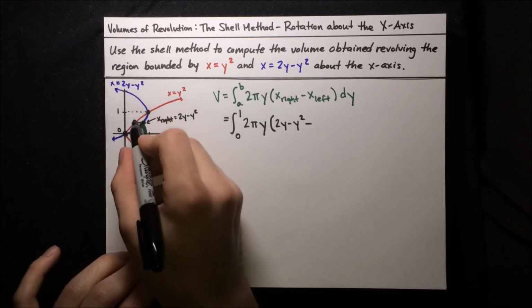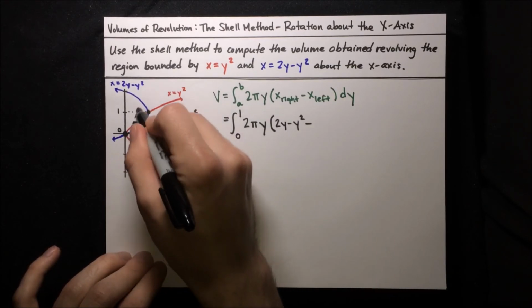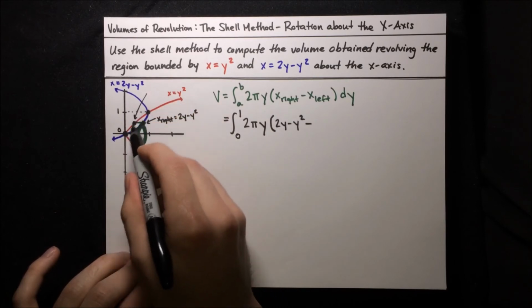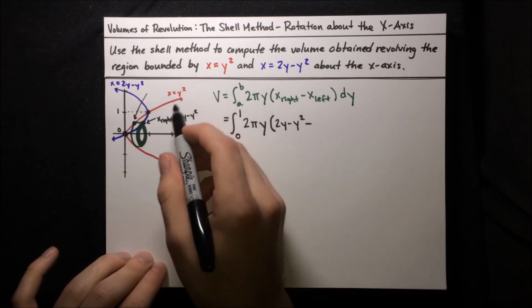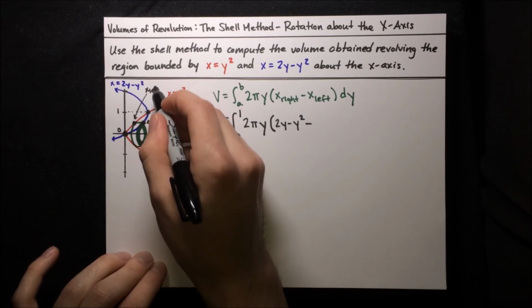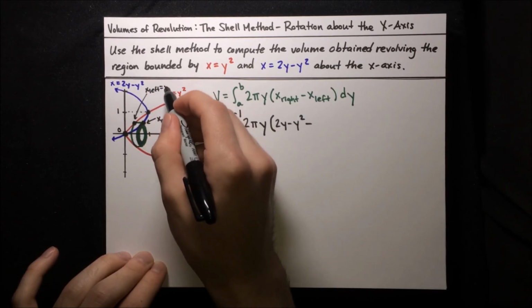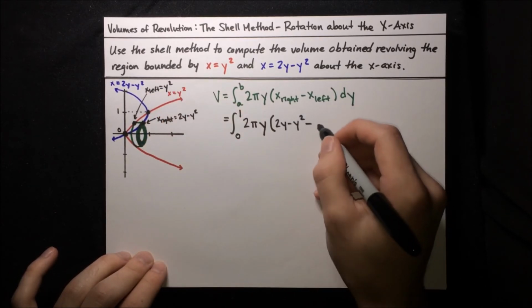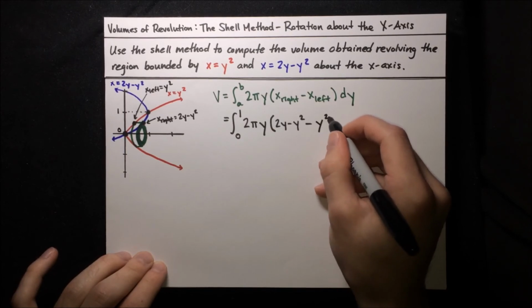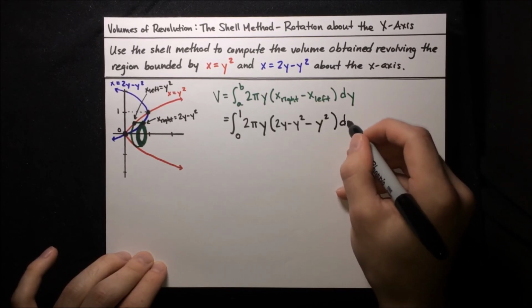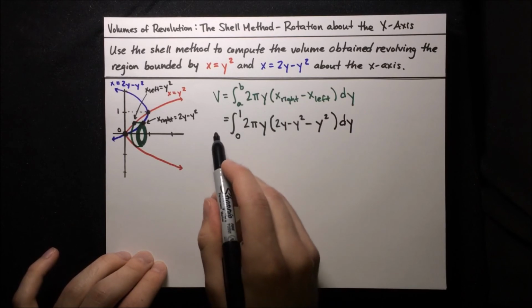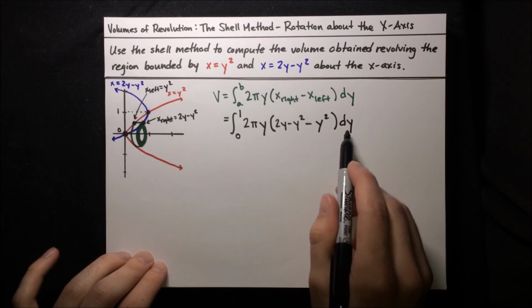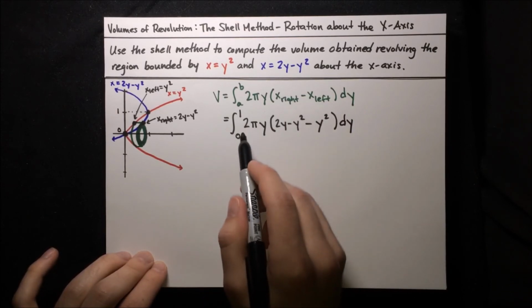X left is just this other point here, right there. That lies on the red curve, which is just x equals y squared. So x left equals y squared. Great, so just minus y squared over here, and that's all dy. Great, so now our integral is all in terms of y, and we're ready to go ahead and compute it. So let's go ahead and do that.